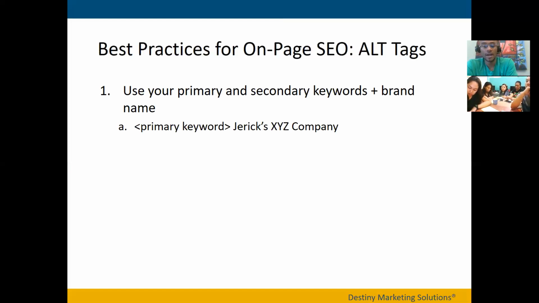So for your alt tags, going back to Jarek's website, photography website. Let's say he had an article about beginning lessons for photography. That would be your primary keyword, and then you would have your company name at the end. So the entire alt tag would be beginning lessons for photography, Jarek's photography company. And that would be your alt tag.